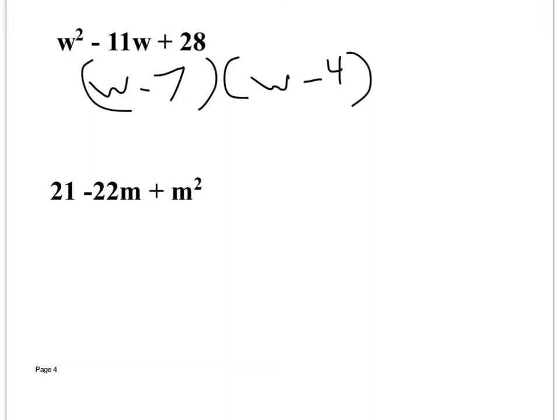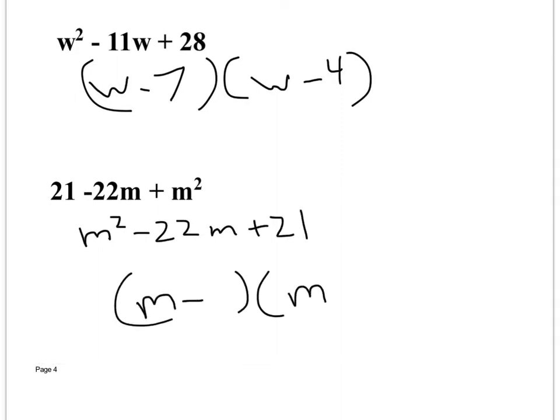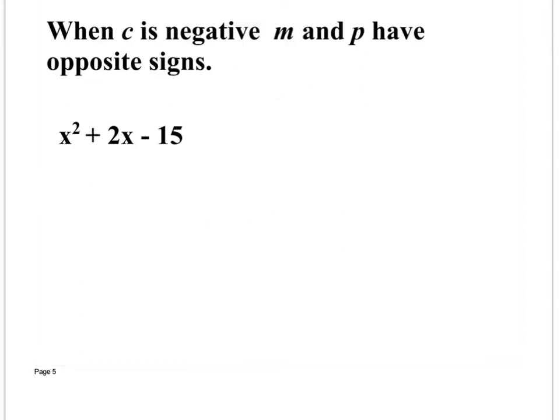which you could rearrange if you wanted to and write it like this. That's what I would do. You have m minus something times m minus something. What multiplies to give you 21, and adds to give you negative 22? 1 and 21. And C is negative, so m and p have opposite signs.